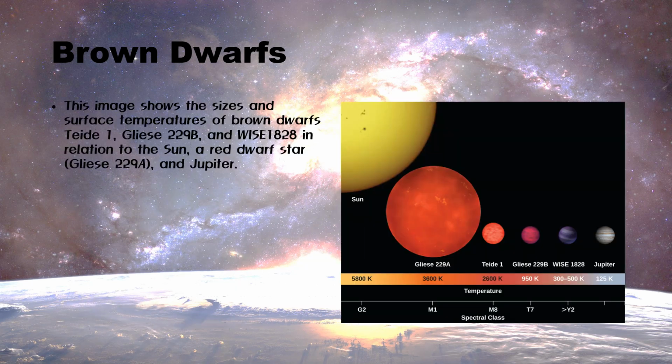Now, this image here shows the size and surface temperature of brown dwarfs in relation to the Sun, a red dwarf star, and also Jupiter. So here, of course, we have the Sun. You can see it's the largest object here. We then move down into a red dwarf star just to get you some size comparison. And then, of course, we start moving down into some more brown dwarfs.